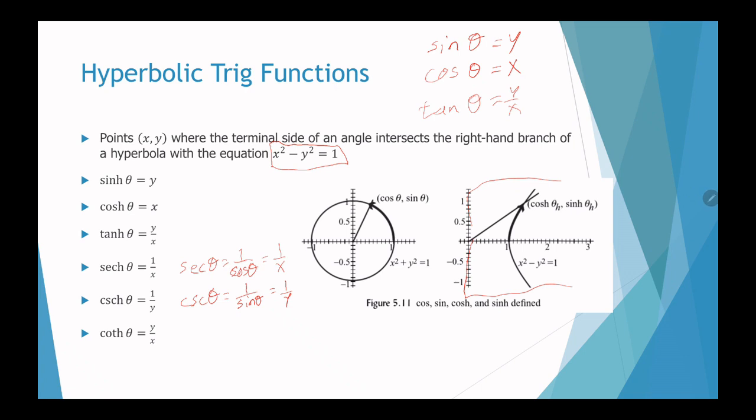Oh, wait, I put that wrong. This should be x over y. My bad. That's a typo. Dang it. Okay. So it's x over y, just like cotangent of theta is equal to 1 over tan of theta, which is equal to cosine over sine, or x over y. Same idea is holding true.